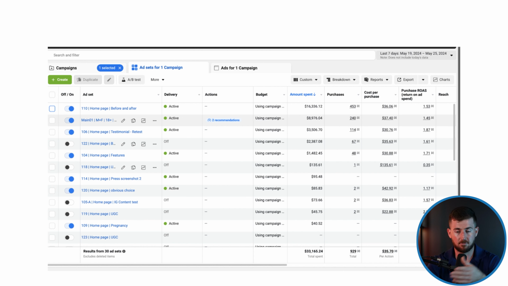Also, for context on this particular account, this is a supplement brand, and we're scaling at break even for new customer acquisition. We're still very profitable overall. So before I get the people asking, oh, why is the ROAS so low? Typically, that's how we scale for supplement brands.